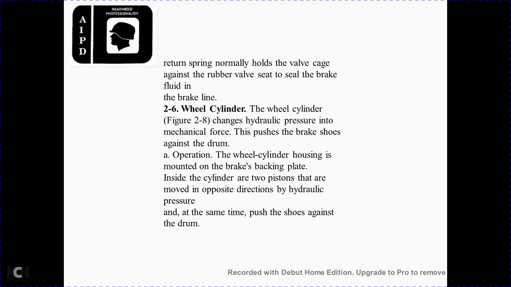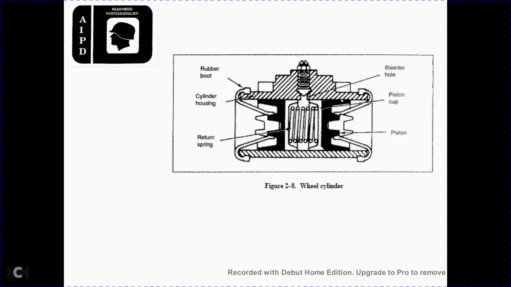2.6 Wheel cylinder. The wheel cylinder, figure 2.8, changes hydraulic pressure into mechanical force that pushes the brake shoes against the drum. Operation: the wheel cylinder is mounted on the brake backing plate. Inside the cylinder, the two pistons move in opposite directions. The hydraulic pressure at the same time pushes the shoes against the drum.